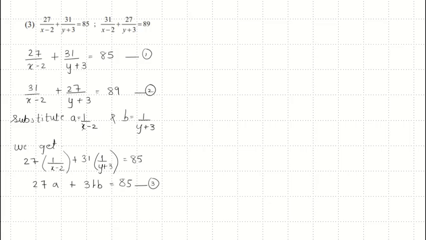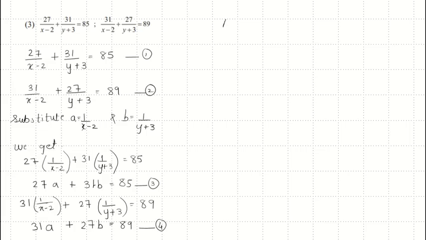Now in the second equation, we will do the same thing. What is the second equation? 31 into 1 upon x minus 2 plus 27 into 1 upon y plus 3 is equal to 89. So after putting the value, we get the new equation 31a plus 27b is equal to 89. We will mark this as equation number 4.